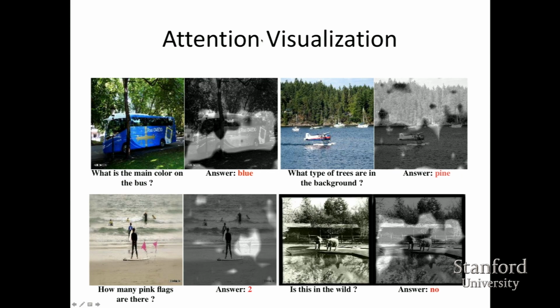So this is kind of the equivalent plot to what I showed you about the sentiment. But the difference here is instead of being a very dark blue, it's white. So the whiter it is, the higher the attention score is for that region of the image. And so when we ask what is the main color on the bus, it actually literally pays attention to that bus and then gives the answer blue. And so we can ask what type of trees are in the background, it pays attention to the background and trees, answers pine. How many pink flags are there? Pays attention to the pink flags and gives the answer true.